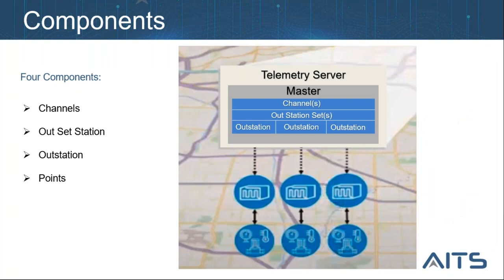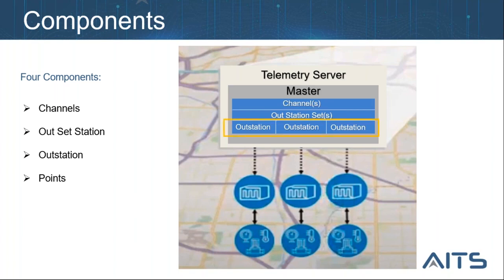Let's first discuss the telemetry server 4 major components. Telemetry channels are the communication lines through which information is passed between the telemetry server and the outstations on your system. An outstation set is a group that shares one or more channels. All outstations in a set communicate with the server using the same driver-specific protocol.